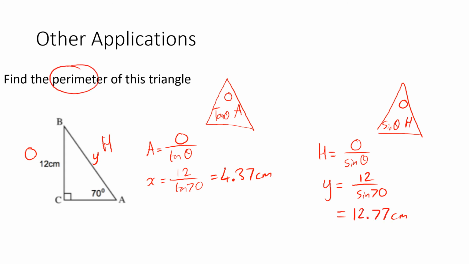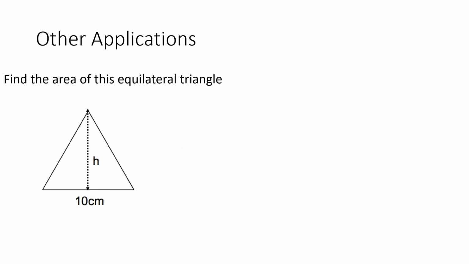Now go back to the question. We want to find the perimeter of our triangle, so we need to add those three sides together. So 12 plus 4.37 plus 12.77 is going to give us 29.14 centimeters. Cool.